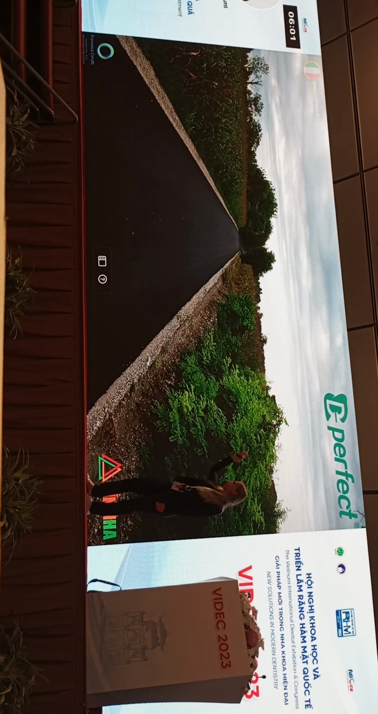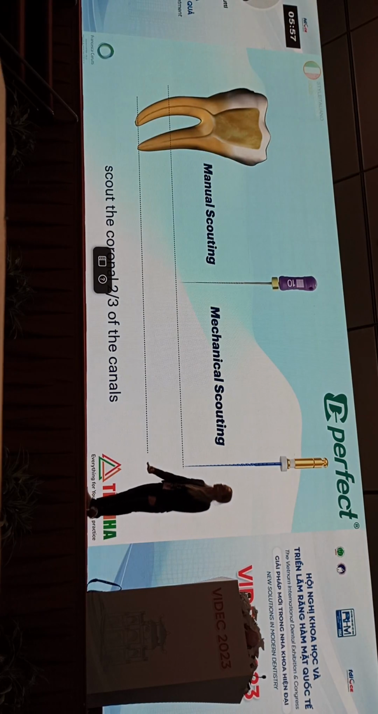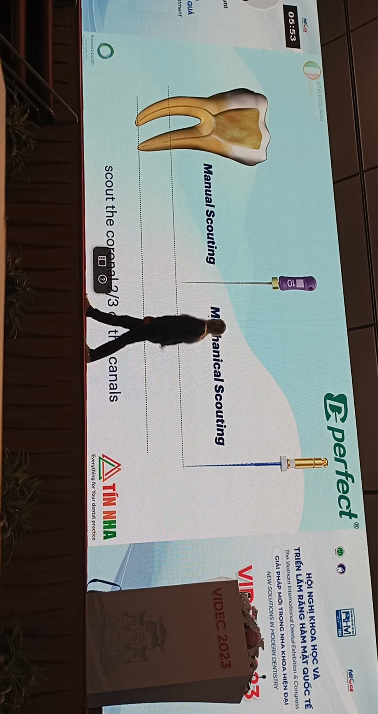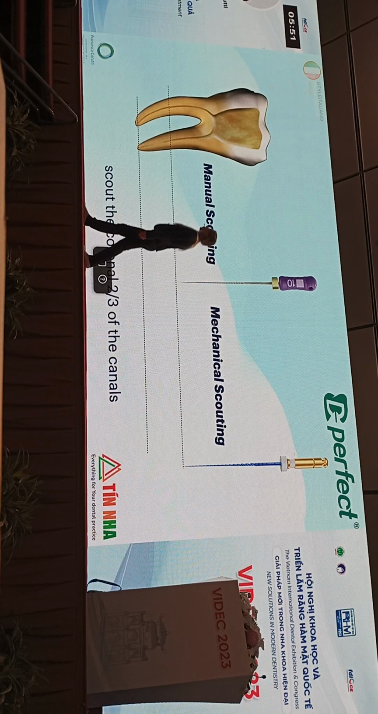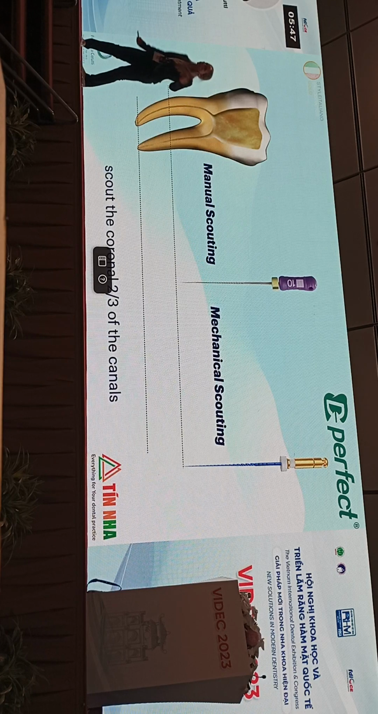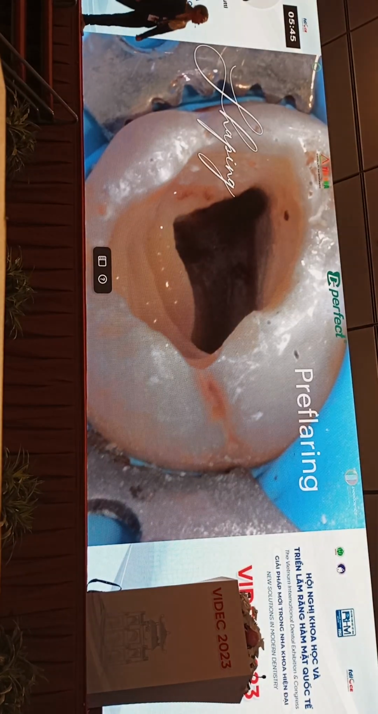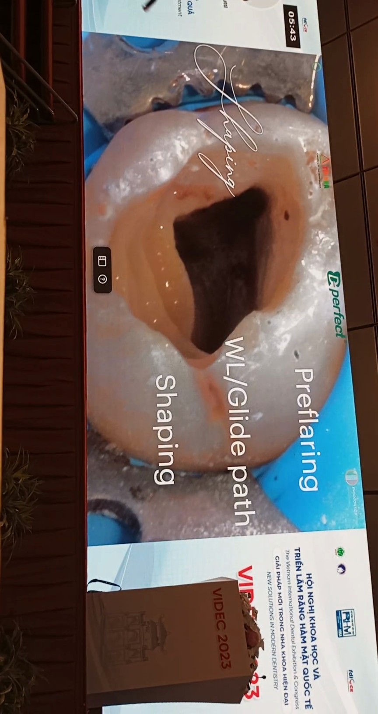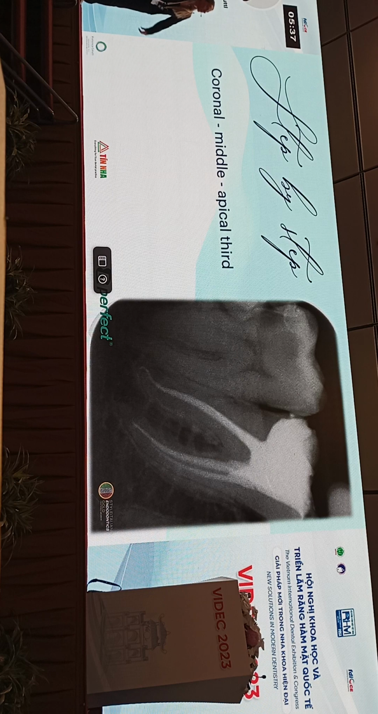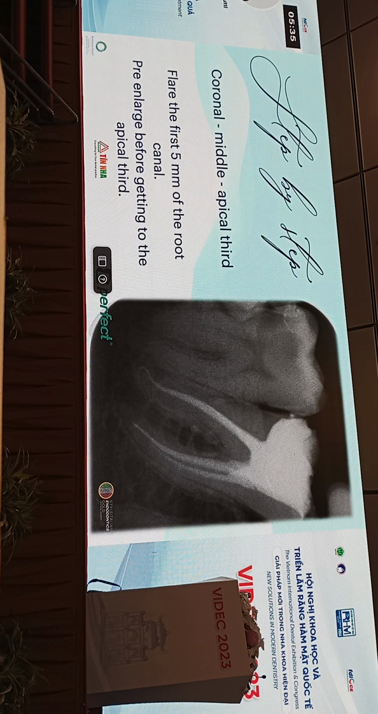Our files have to go inside and follow the path to the apex. How do I do it? I scout the coronal two thirds of the canal. If you want to do it with manual files, do it with manual files. If you want to do it with rotary files, do it with rotary files. And then, step by step, I pre-flare. I take the first 5 millimeters of the canal and I remove all the coronal interferences.